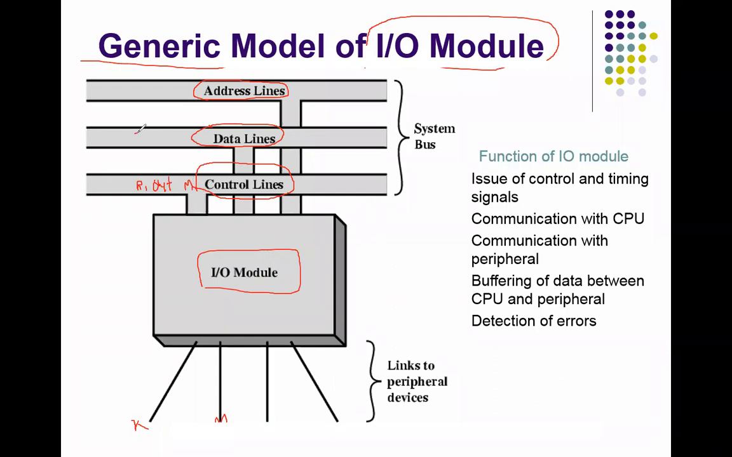On the data line, suppose there is a value 5, so the 5 value will be transferred. But at which location? So the address is given, at location 50. So this is the address.